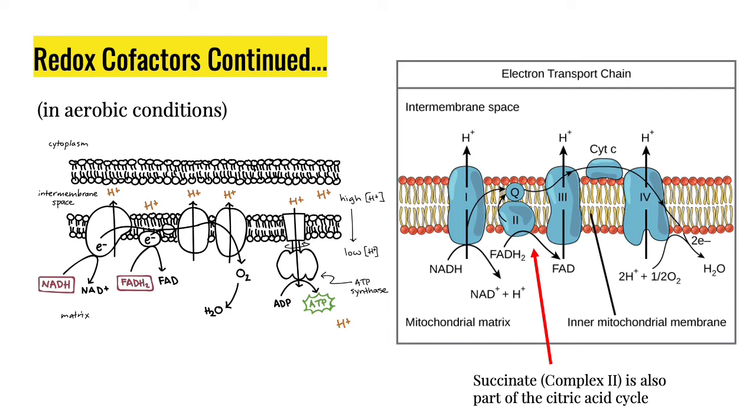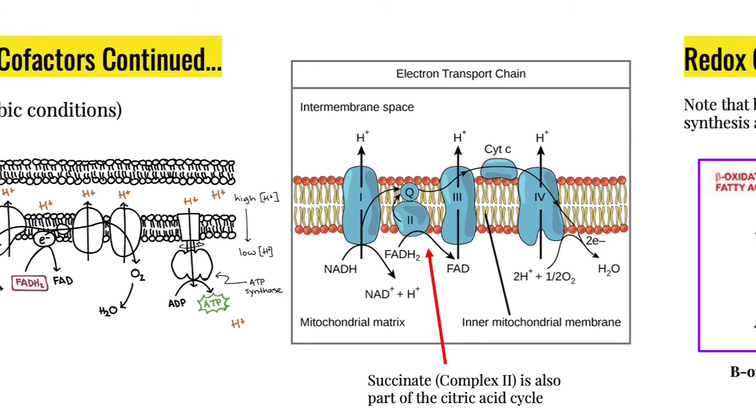Something that's also important, and also a redox cofactor, is NADPH, which helps with oxidative stress and is one of the important products of the pentose phosphate pathway.